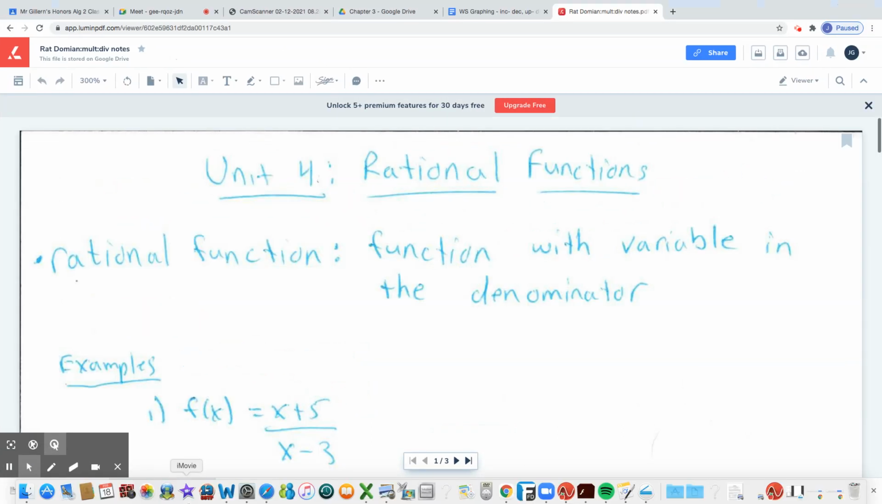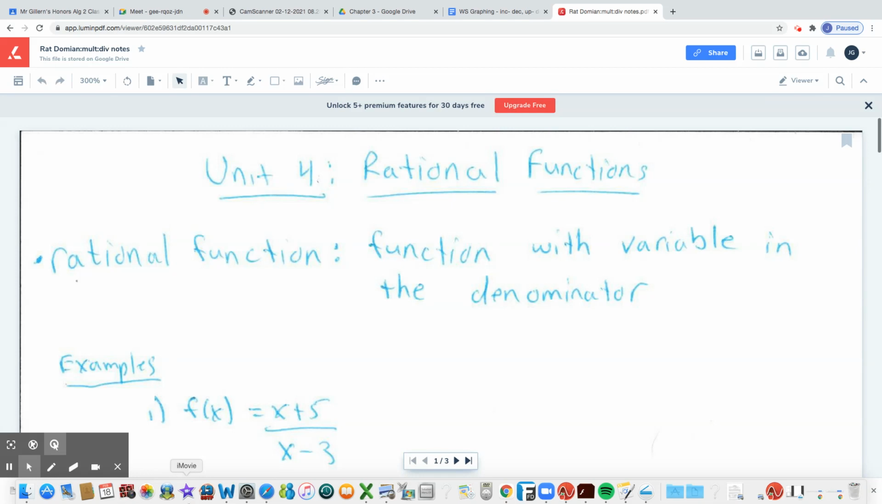What makes a function rational? A function is rational if it has a variable in the denominator. So basically it's a fraction, but it's a rational function only as long as x, or whatever the variable is, is in the denominator.